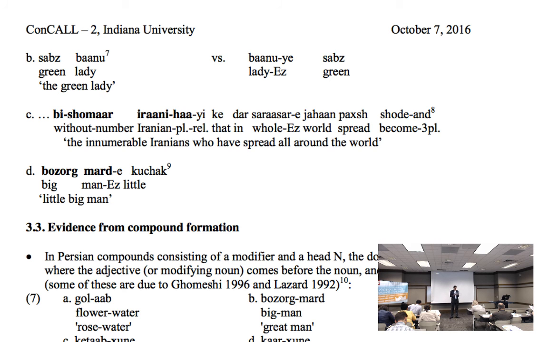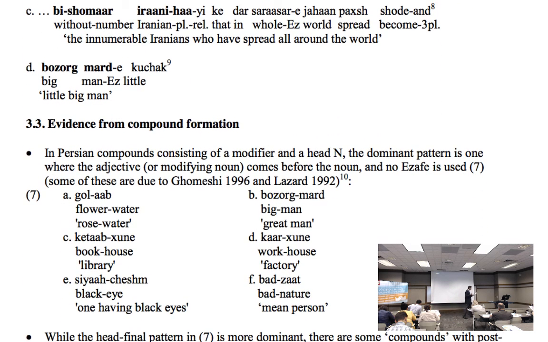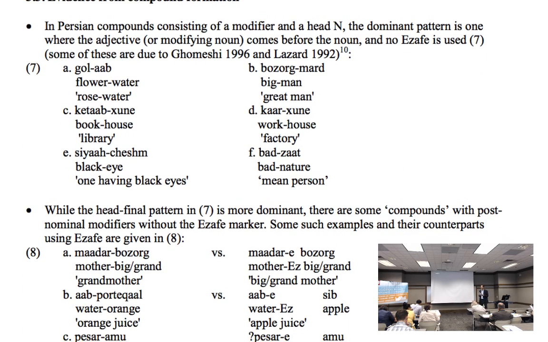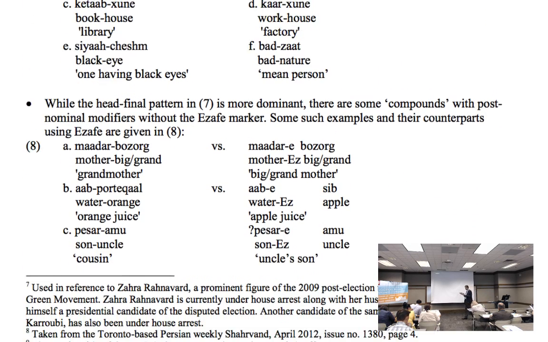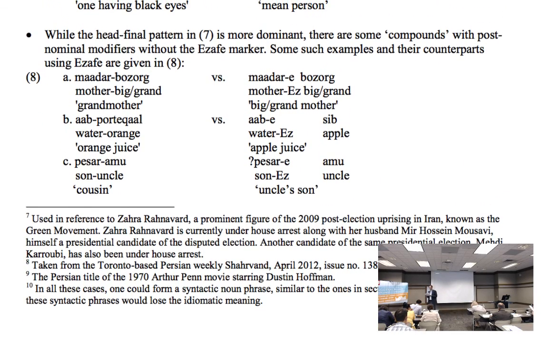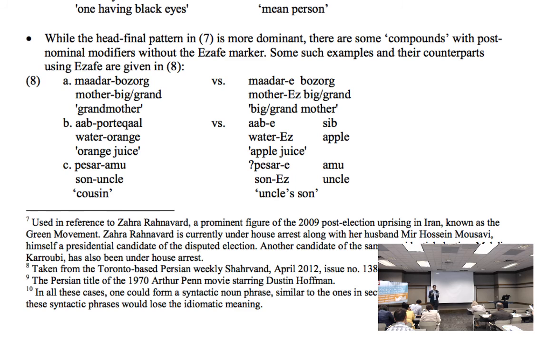In this case, I should point out, and that comes in the examples in 8, that while the head final pattern is more dominant for sure, there are some compounds with post-nominal modifiers that don't have the Ezafe, which could be a bit unexpected. So some of these examples are given in 8, Madar Bozorg, mother, big, grand, for grandmother, Pesar Amu, son, uncle, for cousin.